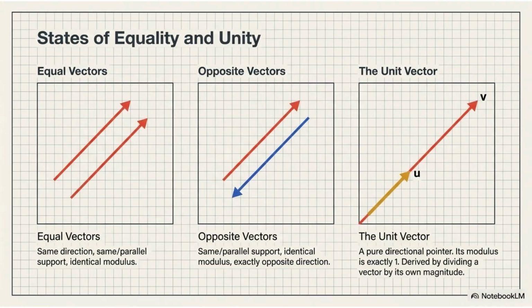Equal, opposite, and unit vectors. Equal vectors have the same magnitude and the same direction, even if they are located in different positions. Opposite vectors have the same magnitude but opposite directions. For example, 5 newtons toward the east and 5 newtons toward the west. A unit vector has a magnitude of 1. Its purpose is to indicate direction only. The unit vectors i hat, j hat, and k hat represent the x, y, and z directions.